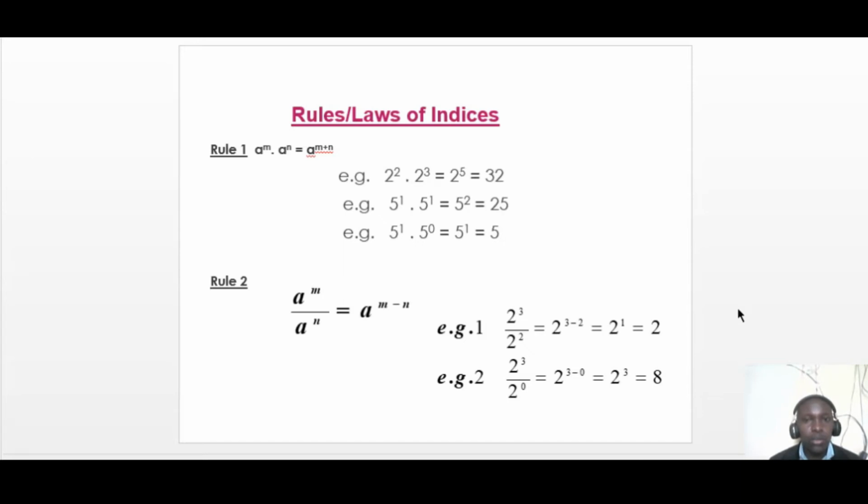Let's go to the laws of indices, or the rules of indices. Now, rule number 1 states that if you have a raised to power m multiplied by a raised to power n, it is equal to a raised to power m plus n; we add the powers.